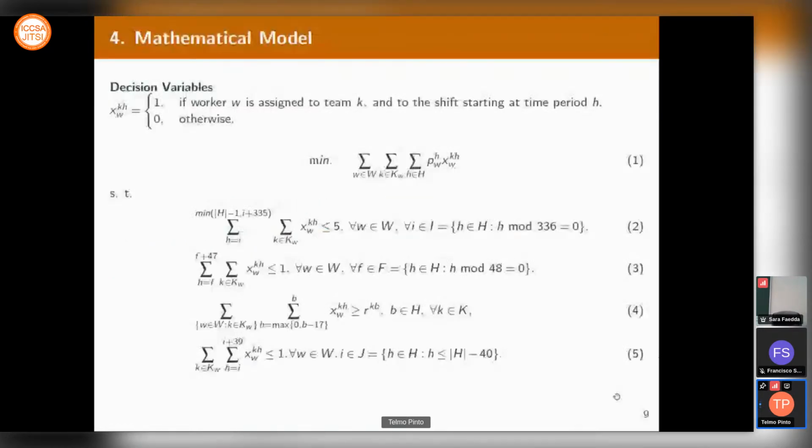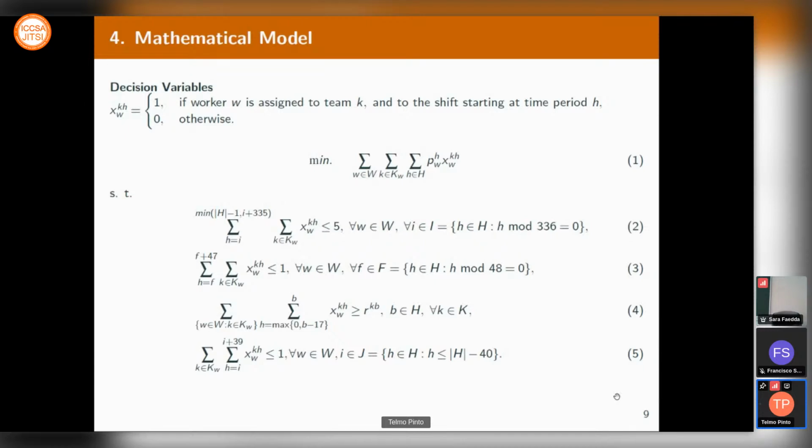In terms of mathematical formulation, our objective is to assign workers to teams and shifts. To formulate the problem, a set of decision variables of type x_wkh is used to indicate if a worker is assigned to a given team and to the shift starting at a given time period h. It takes value one in the affirmative case, zero otherwise. Again, I will not go deep into mathematical details, but here we can see that the objective function minimizes the total penalization when considering workers' preferences.